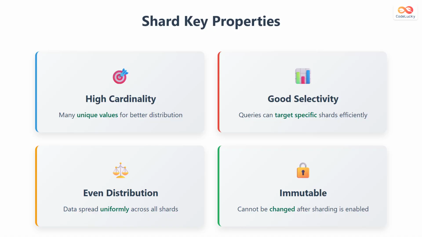Let's explore the properties of a shard key. First, high cardinality means that the shard key should have many unique values for better data distribution. Second, good selectivity. Queries can target specific shards efficiently, thereby reducing the amount of data scanned. Third, even distribution. Data should be spread uniformly across all shards to avoid hotspots. Fourth, immutable, meaning it cannot be changed after sharding is enabled. Once you've chosen a shard key and enabled sharding for a collection, you cannot change the shard key.